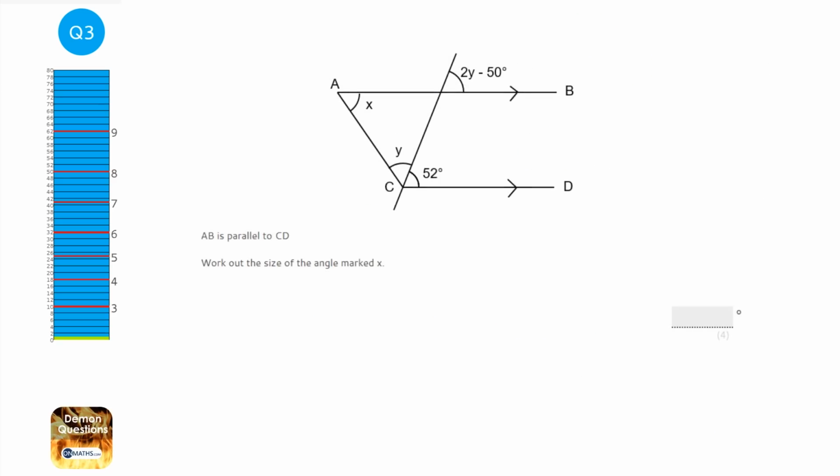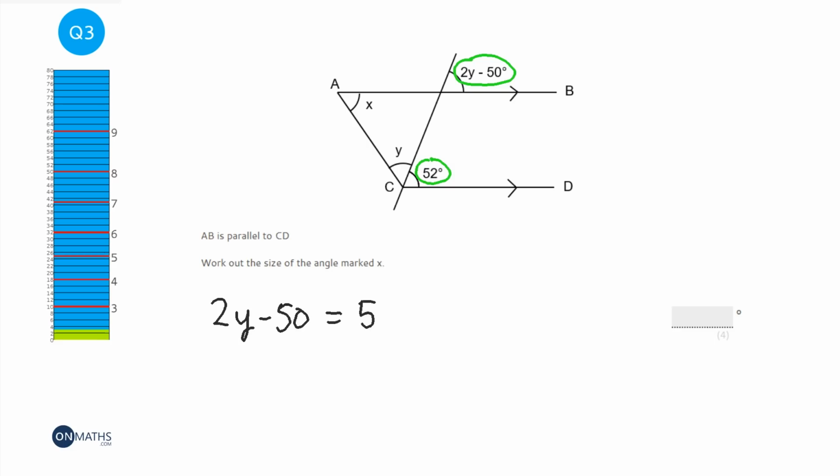For these types of questions, always make sure that you show your working, show how you know something is something. So the way I would start this, and this is not the only correct answer, is I realise that these 2 are the same. So I know that 2y minus 50 equals 52.